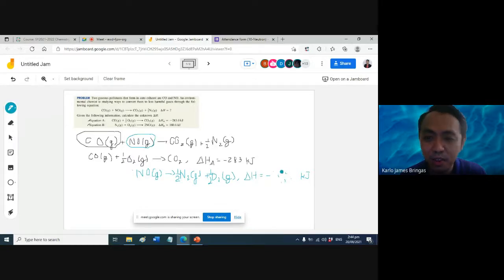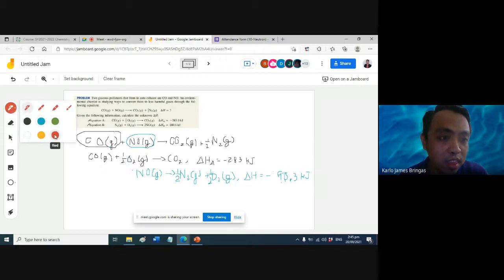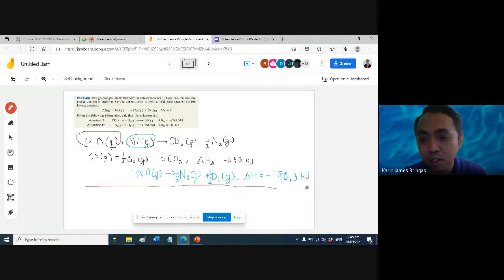We have negative 90.3. So now we have the carbon monoxide and the nitrogen monoxide at the right portions or the right places sa ating target na equation. So I think we're now ready to sum everything up. So summing everything up, we have the following. So carbon monoxide, wala siyang same na term sa reactant side. So we just copy it down.